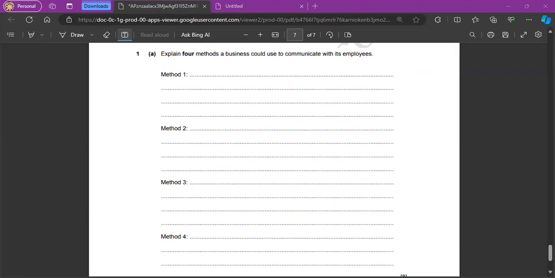And with face-to-face conversation, this is probably the best one. The manager can just discuss an issue with an employee right there. Body language can be seen. They can see if they've understood the message, or if they have any problems, they can say that right there, then and there. But this may be time consuming, especially if the manager has to do it with every employee. So that could be one of the disadvantages.